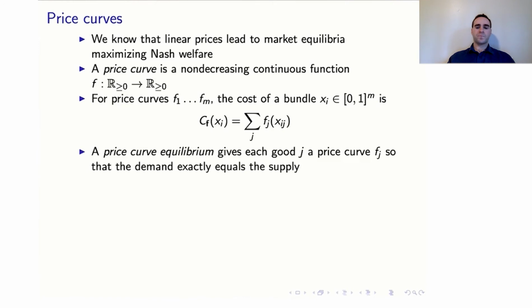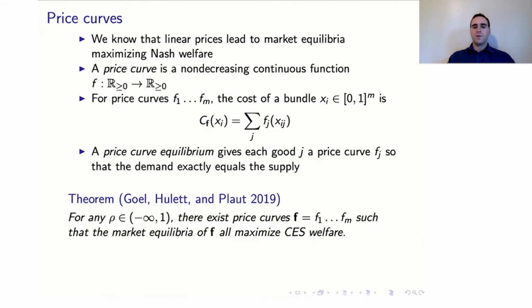So a price curve equilibrium basically gives a price curve to each good, and then you want the demand to equal the supply, just like a normal market equilibrium. The 2019 paper I mentioned shows that for any rho between negative infinity and 1, not including 1, we can find price curves such that the market equilibria will maximize CES welfare. So that's the first step we needed: an explicit pricing scheme that will maximize CES welfare.